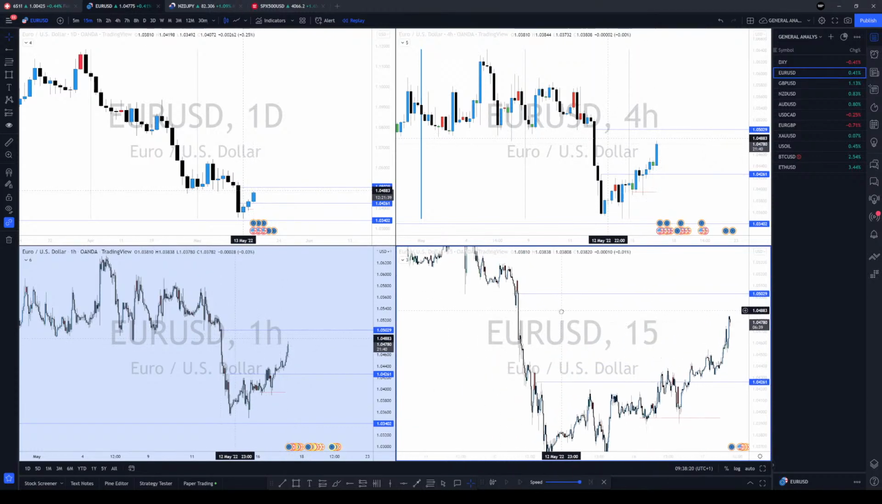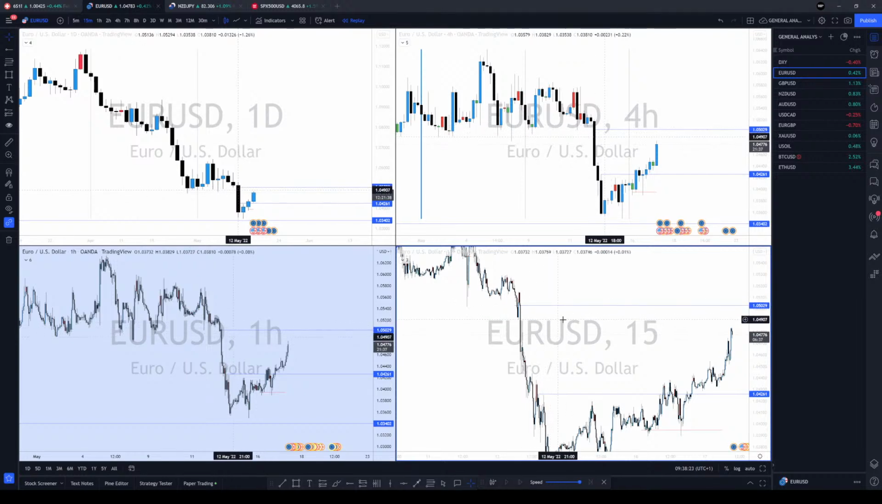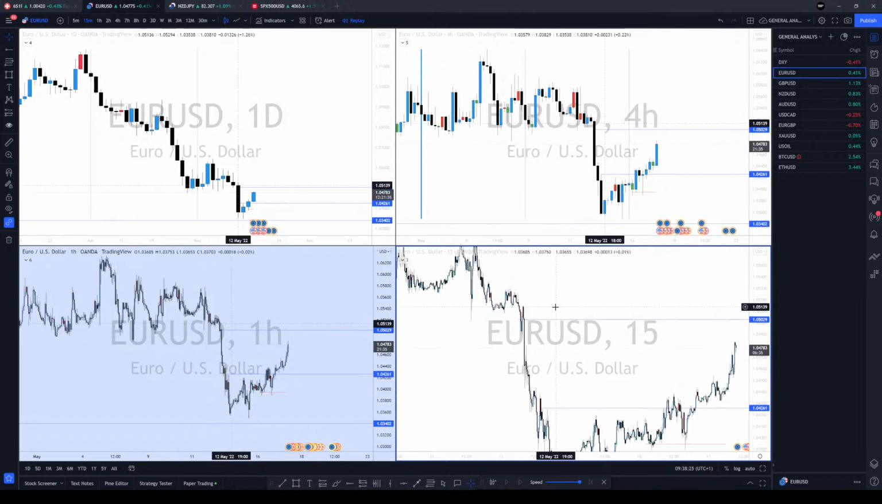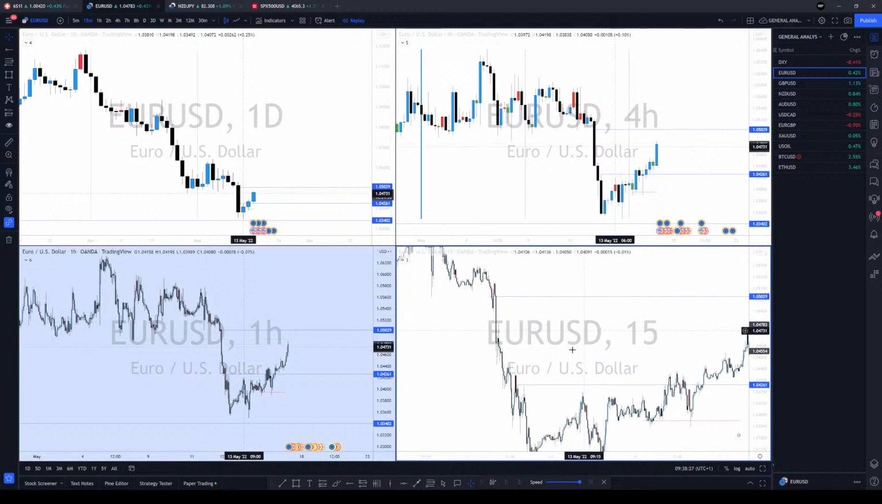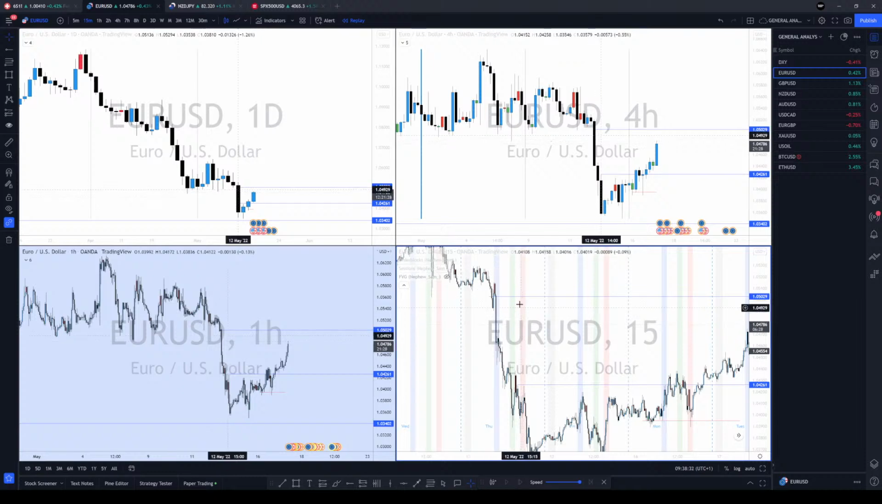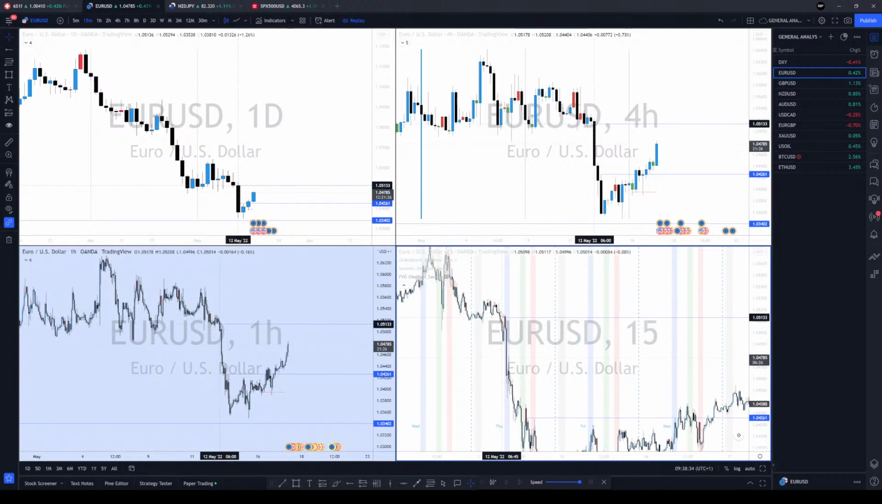On euro, I want you to look at the Asian session for last week, because that was a level here. Watch that level and the one I had before. Let me bring this one here. These are the two levels you want to watch.